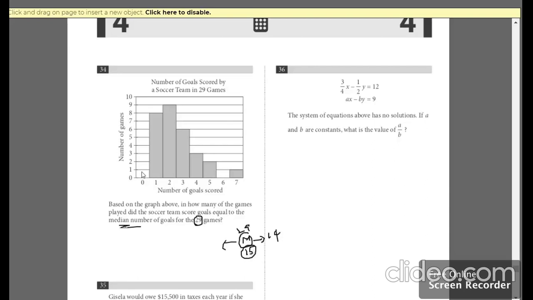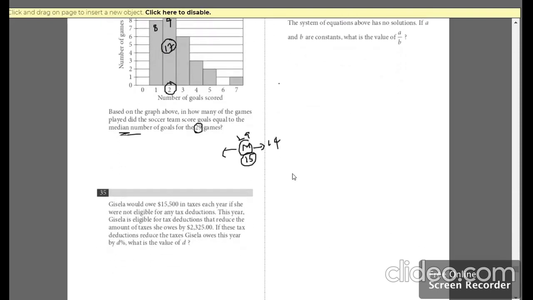It's always best to go from the right side or the left side, but this is the easiest way. So 8 is already here, and this is 9. It means it has crossed the median, which is 17. They said score equal to the median number of goals, and it has crossed this one, so that is nothing but 2. Our answer is 2.